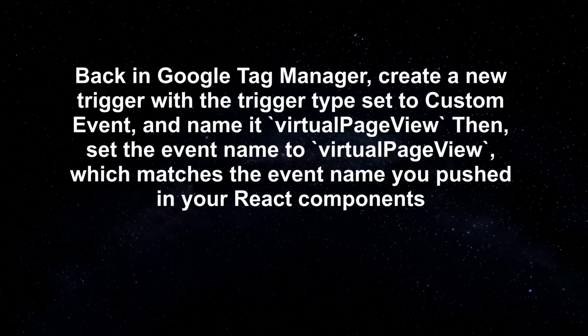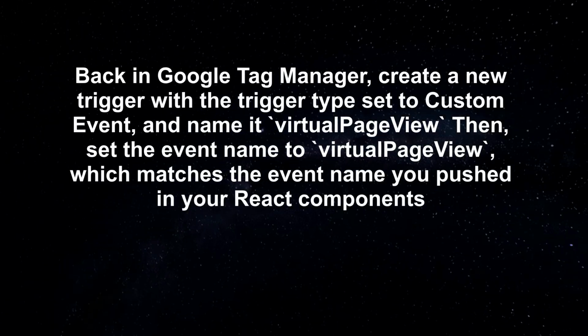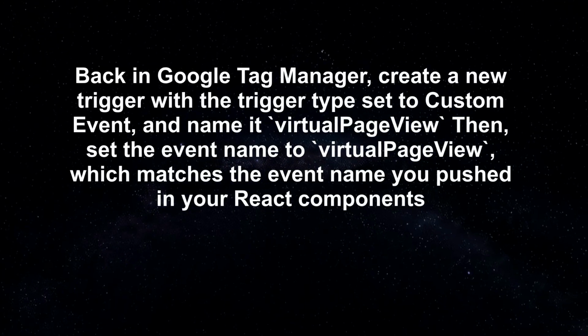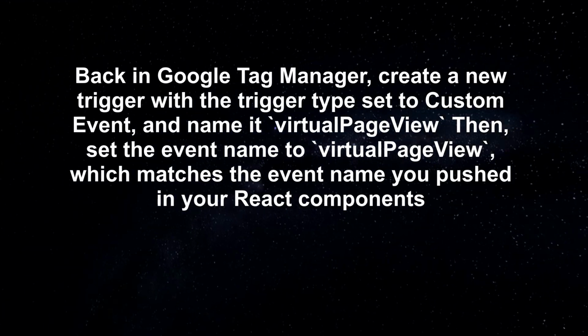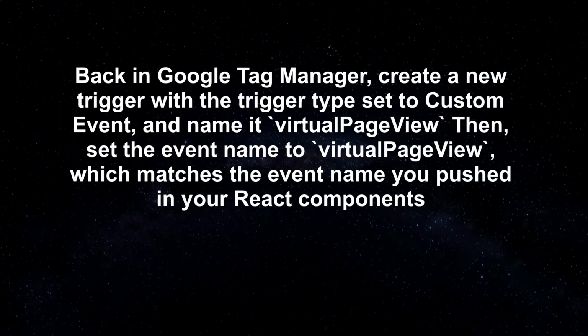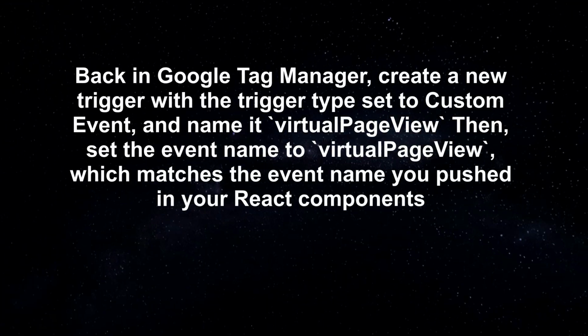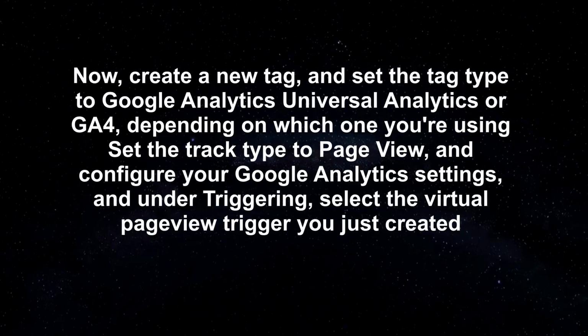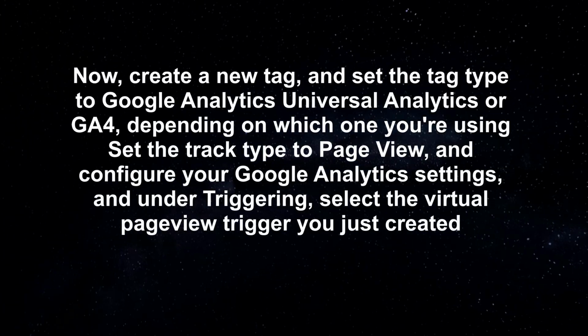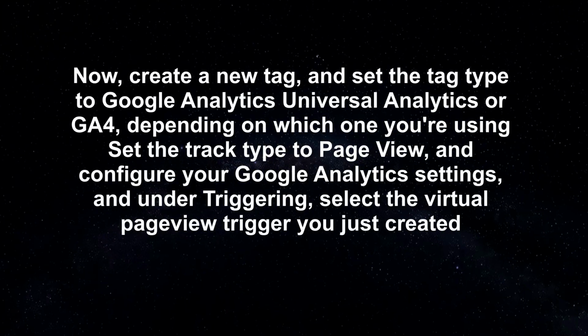Back in Google Tag Manager, create a new trigger with the trigger type set to custom event and name it Virtual Page View. Then, set the event name to Virtual Page View, which matches the event name you pushed in your React components. Now, create a new tag and set the tag type to Google Analytics Universal Analytics or GA4, depending on which one you're using.